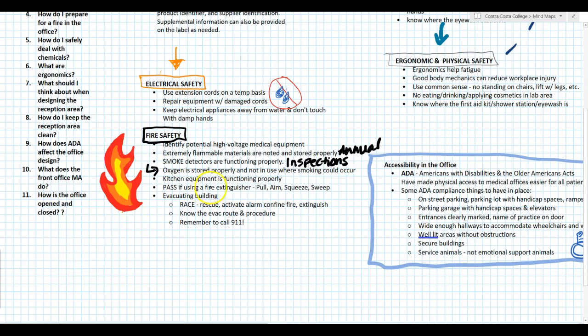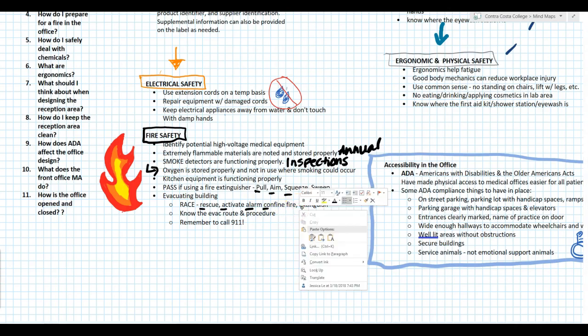We want to make sure that all of the equipment, the kitchen equipment, is functioning properly. We want to make sure that if you have to put out a fire, we are using the PASS method with a fire extinguisher, and that stands for pull, aim, squeeze, and sweep. We want to make sure that if we have to evacuate the building, we are using the RACE method: rescue, activate alarm, confine the fire, and then extinguish.